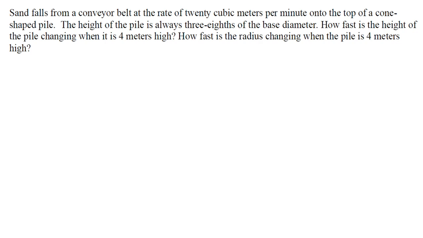So for our next one here, we've got sand falling from a conveyor belt at a rate of 20 cubic meters per minute, and it's making a cone. So first of all, we'll do volume is 1/3 pi r squared h. And we also know that the rate of change of the volume, dV/dt, is 20 cubic meters per minute.